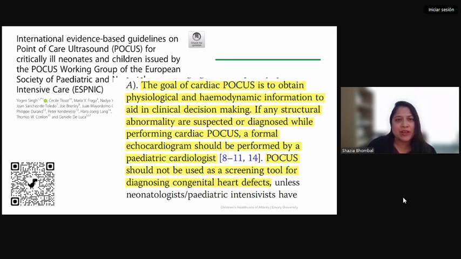And in this paper, it discussed that the goal of cardiac POCUS was to obtain physiologic and hemodynamic information to aid in clinical decision-making. But again, and I'll hone this throughout the presentation, if there are any structural abnormalities suspected or diagnosed, this is not a tool that is to be used as a screening tool for congenital heart defects. And really for any concern for congenital heart disease, a formal echo with full congenital heart evaluation should be done, really should be done in all of our neonates that don't necessarily have proof of life.